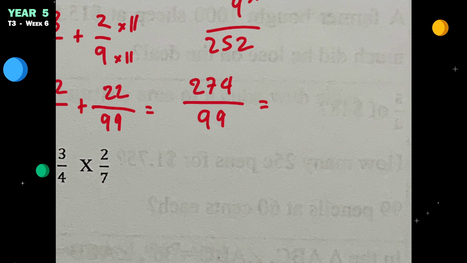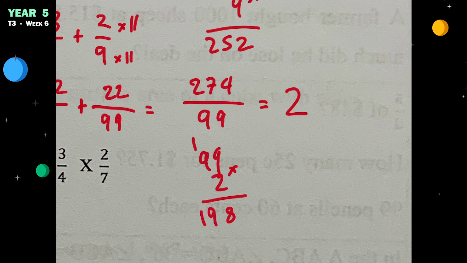And now we say, how many 99 goes into 274? I believe it can't be 3, so I think it's 2. So you could say the answer is 2. What's 2 times 99? Let's have a look. 2 times 99 will be 18, carry the... 198. So you have a remainder of 76 over 99.